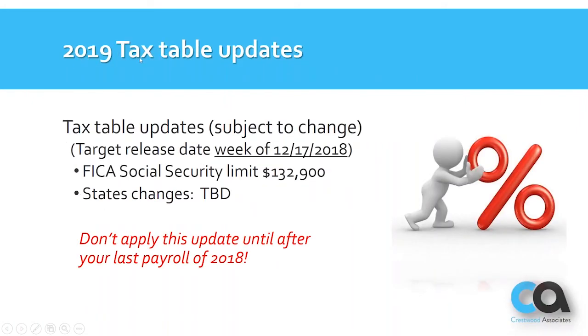So as far as the 2019 tax table updates, we just want to mention on here, as far as the changes, they did change the FICA Social Security limit amount, and that's also planned to be released this week as well. The state changes, they have not finalized yet. So again, make sure you don't apply this until you've completed your 2018 payroll.